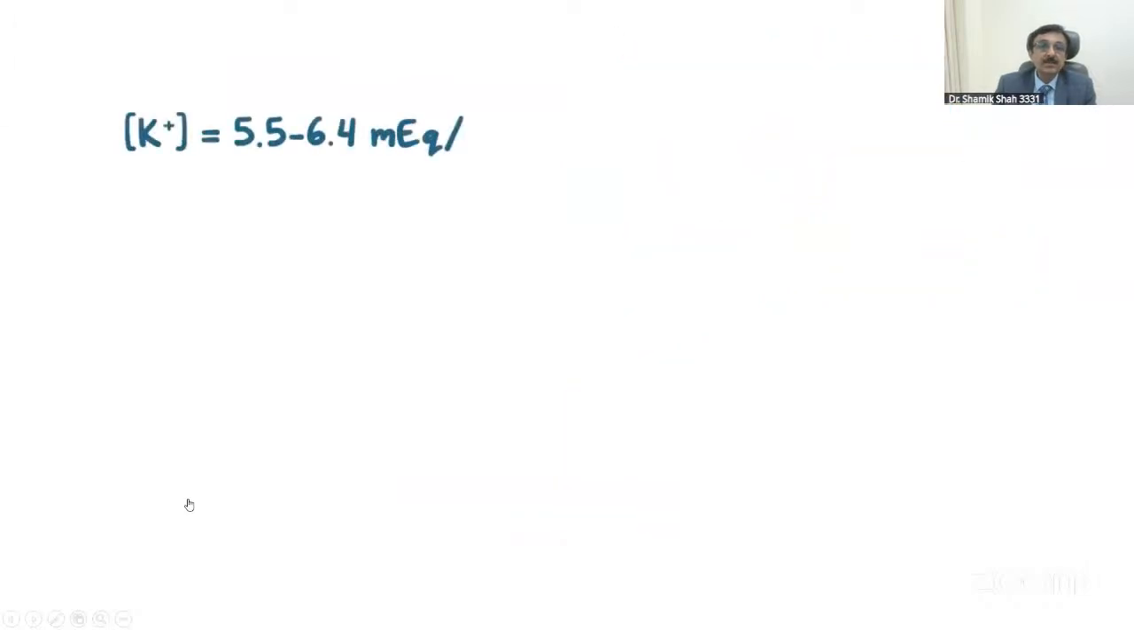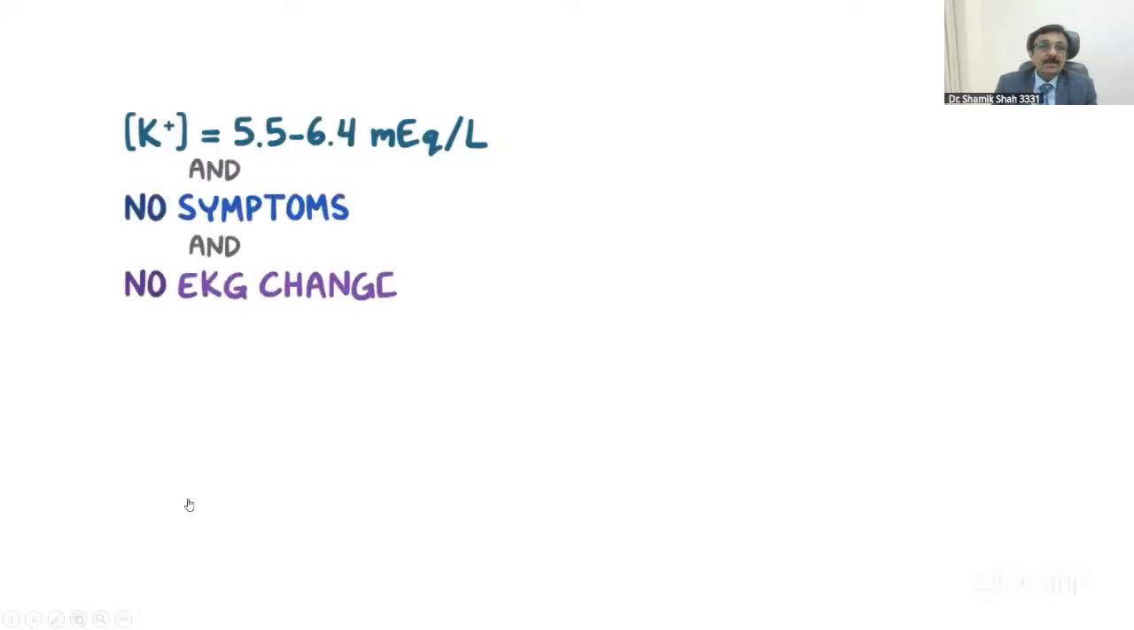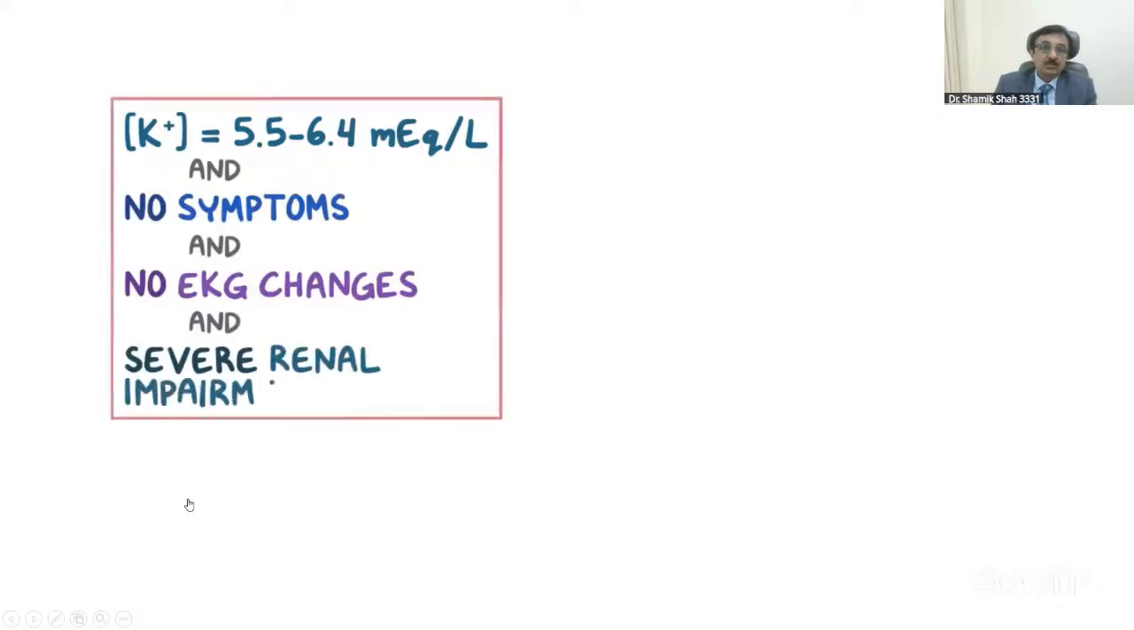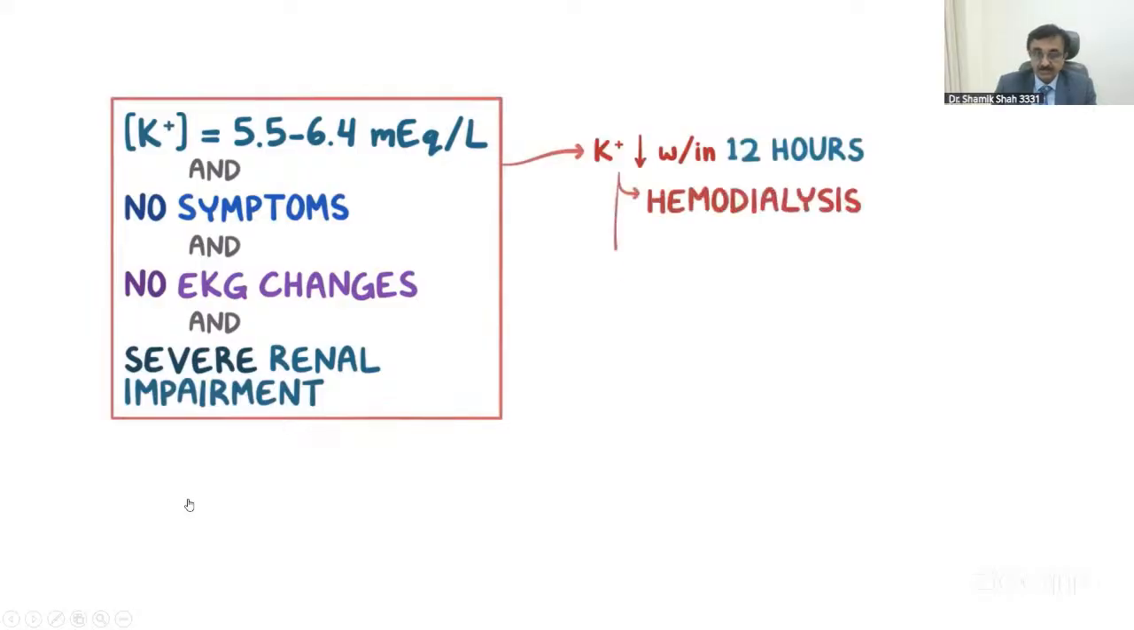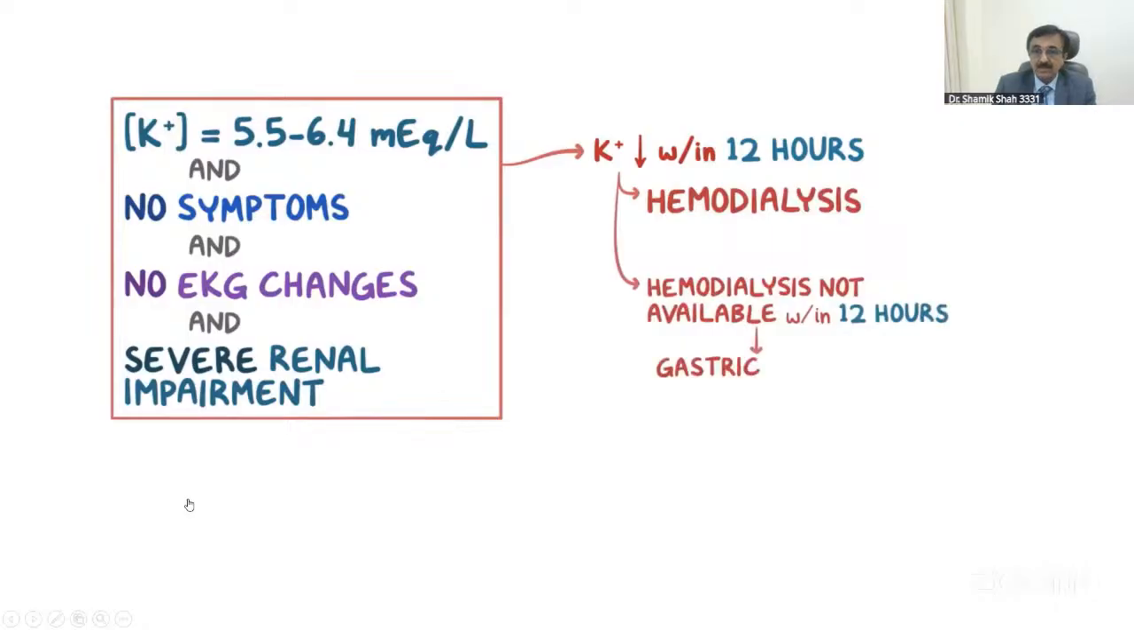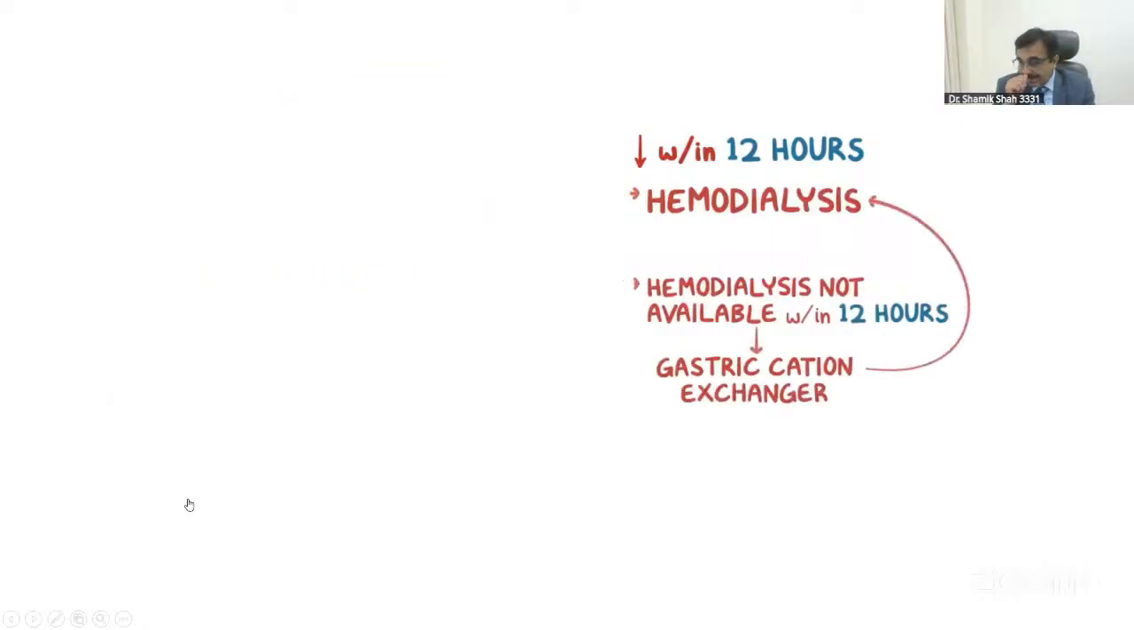Now, if potassium is between 5.5 and 6.4 milliequivalents per liter, and the patient has no symptoms, no EKG changes, but severe renal impairment, then again we need to reduce the potassium in 12 hours by using dialysis. If dialysis is not available, till that time we can use the gastric cation exchanger.